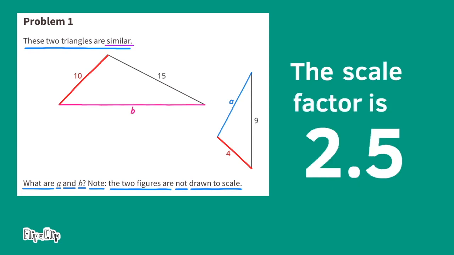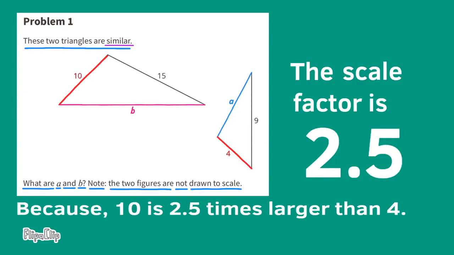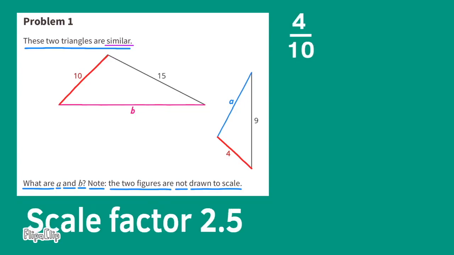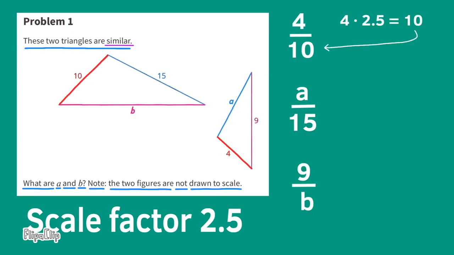The scale factor is 2 5/10, or 2.5, because 10 is 2.5 times larger than 4. Now that we know that the scale factor is 2 5/10, we can find the missing side lengths for A and B. 4 is the corresponding side length for 10, A is the corresponding side length for 15, and 9 is the corresponding side length for B. 4 times 2.5 equals 10, and 10 divided by 2.5 equals 4.